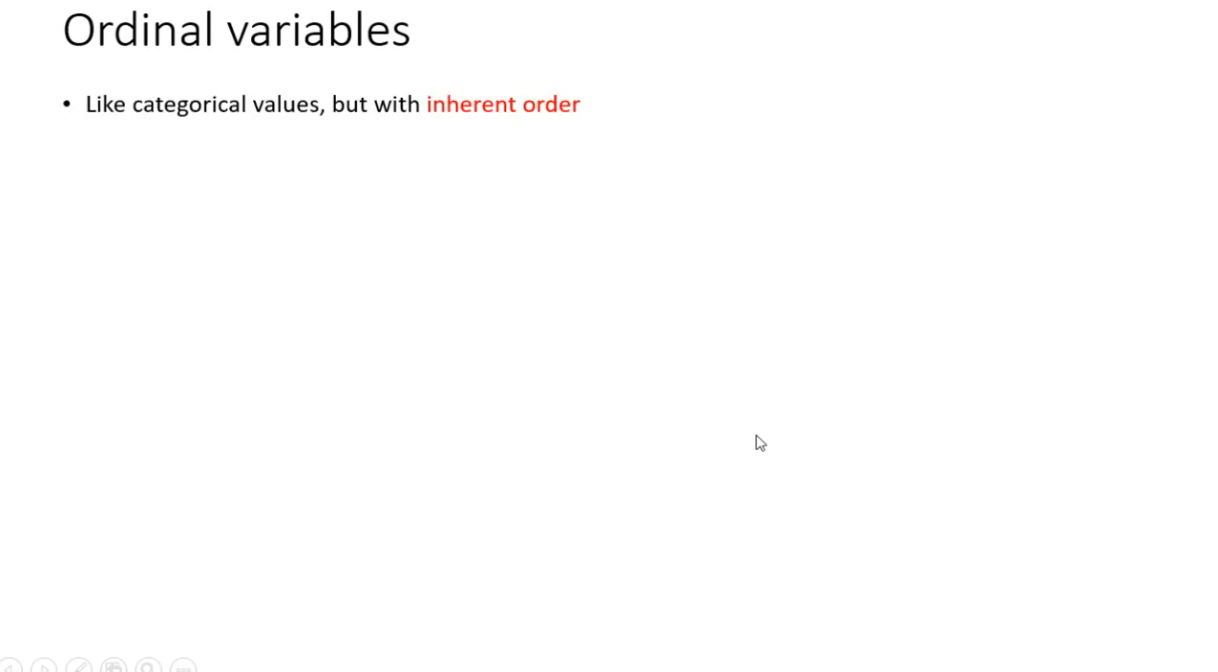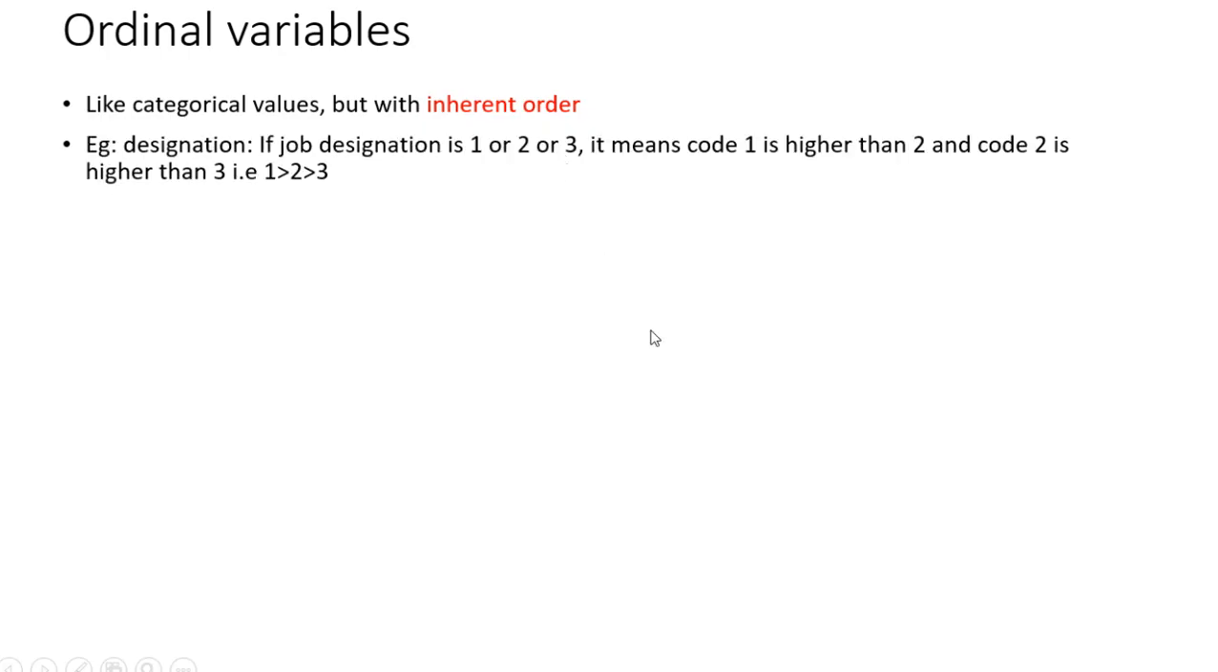In the case of ordinal variables, ordinal variables are nothing but categorical values, but they have an inherent order. Here ordering is important. So let's say I have a job designation 1, 2, 3, where code 1 is a higher designation as compared to code 2. Code 2 has a higher designation compared to 3. So what you observe here is a categorical variable where the ordering is important.